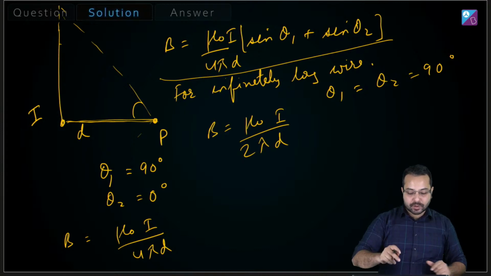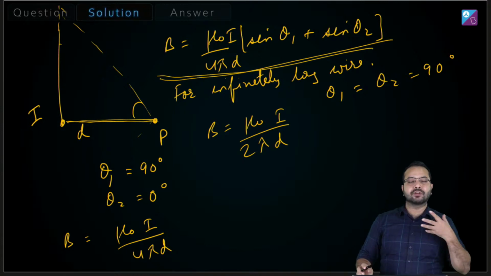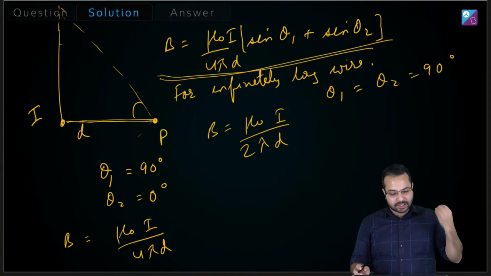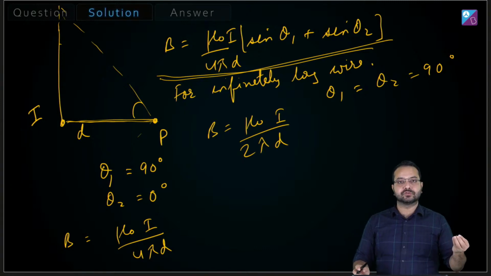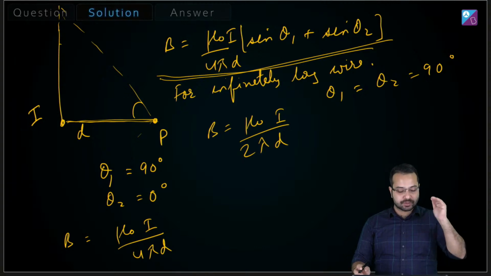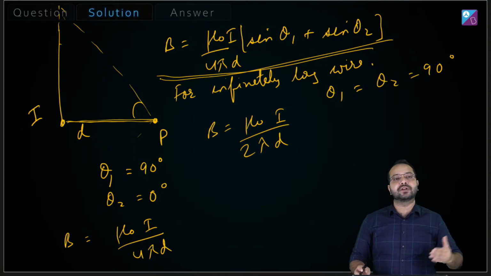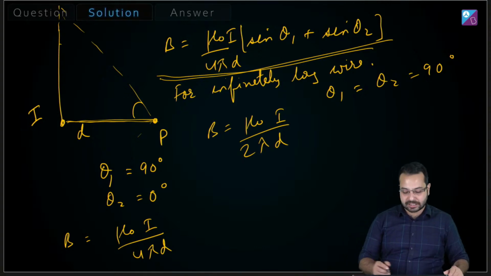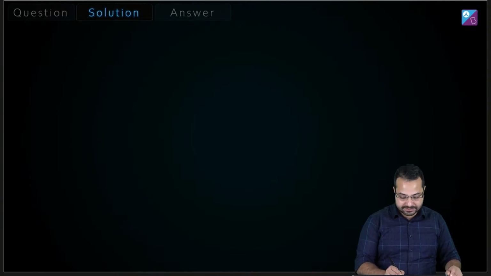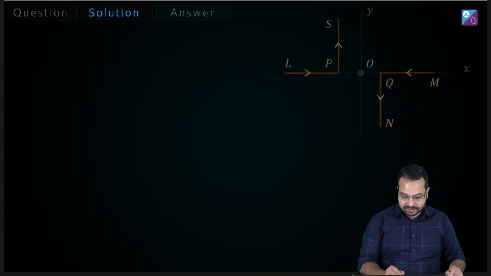Right. So if you remember this, you're going to calculate for any situation. Okay, that's what I wanted to revise for you. Clear? You remember this relationship, you can just substitute the value of theta and you can find the magnetic field for any configuration. Okay, now let's apply this. Now let's apply this to the question.